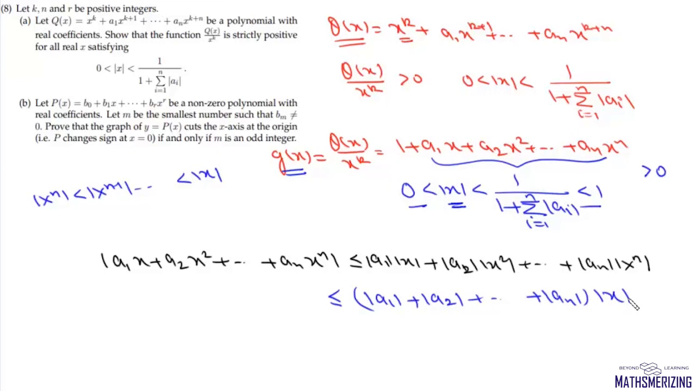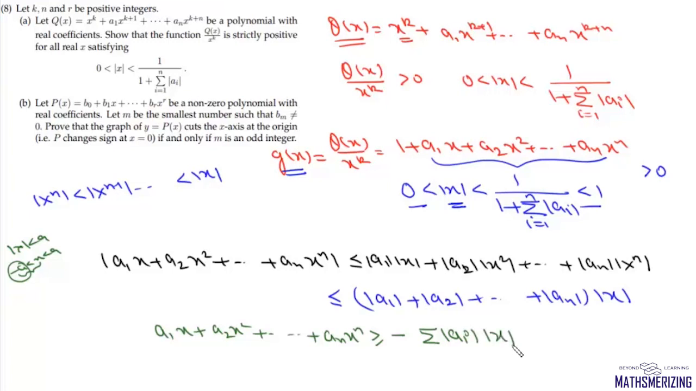mod x. Now we know that if mod x is less than a, then x lies between minus a and plus a. And since we have to find the minimum value of this expression, we can write a1x plus a2x square plus an x to the power n, and this value should be greater than or equal to minus a. So it is minus and then this summation ai into mod x. Now what we'll do is we'll add 1 also.